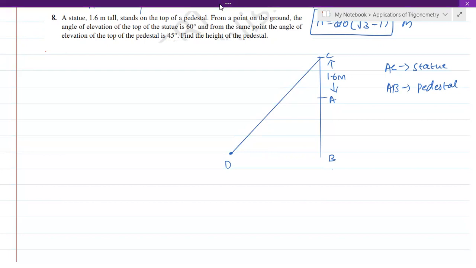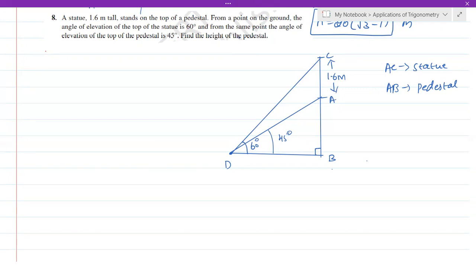Let me draw it again. Now, it is obviously the angle of elevation, which is 60 degree. Again, from the same point, we are watching the top of the pedestal. Top of the pedestal is what? A, right? A is the top of the pedestal, or you can also say it is the bottom of the statue. Here, this angle is how much? It is given as 45 degree. So the smaller one is 45, the bigger one is 60 degree. And obviously, the pedestal will be perpendicular to the ground.